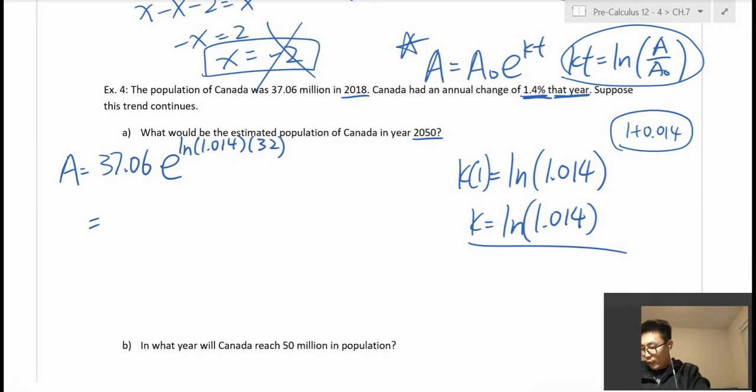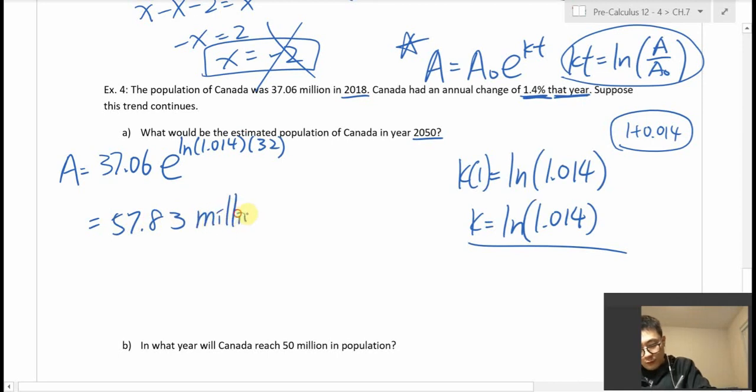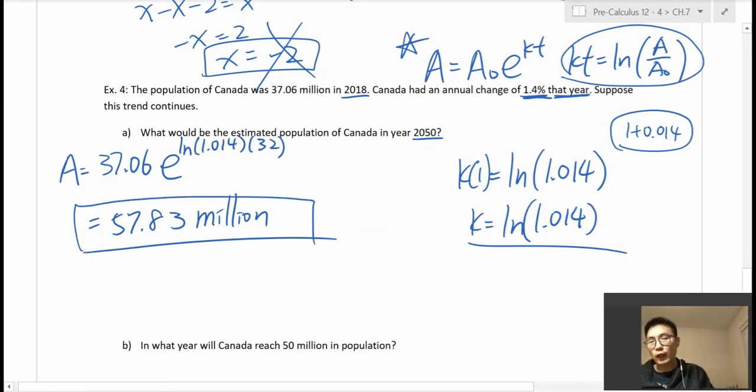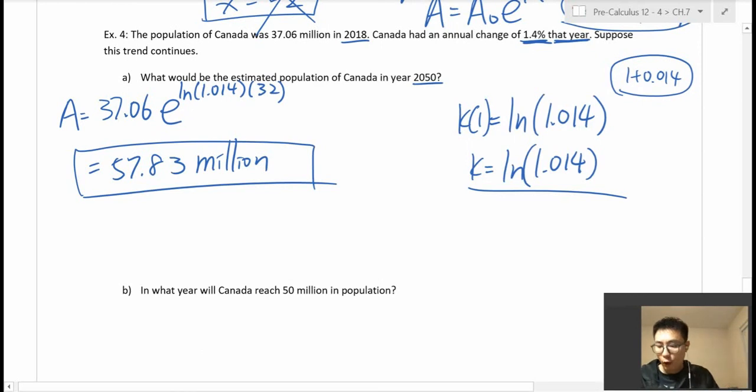You should be able to get, let's see, ln 1.014 times 32, and then e to that power, and then times 37.06. You should end up with 57.83. Let me just round to the nearest 100th. 57.83 million. So in 2050, if this trend continues, that's how many people there will be in Canada. Part B says, in what year will Canada reach 50 million in population?